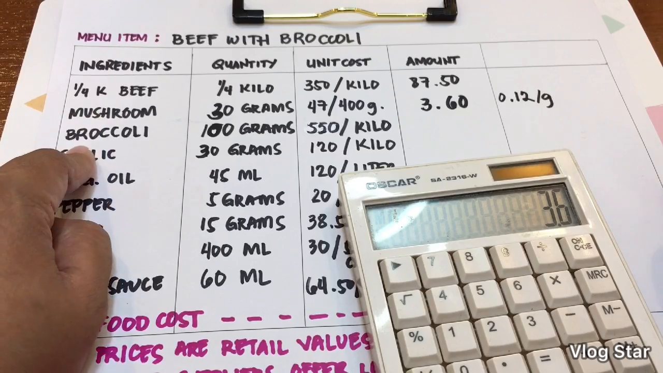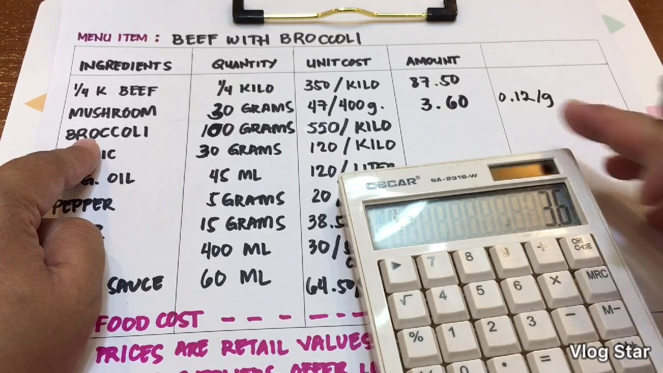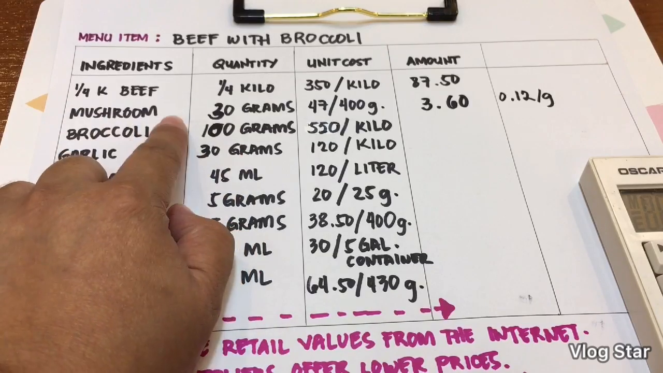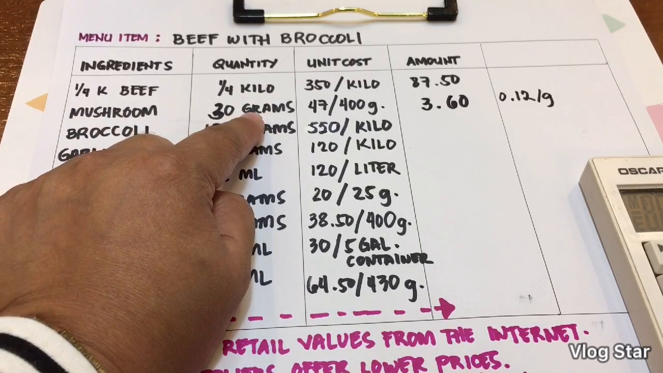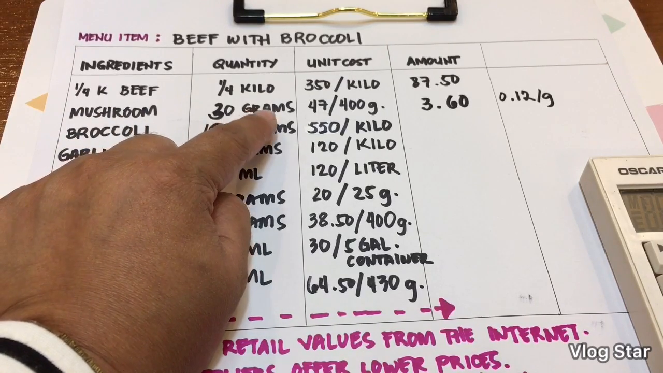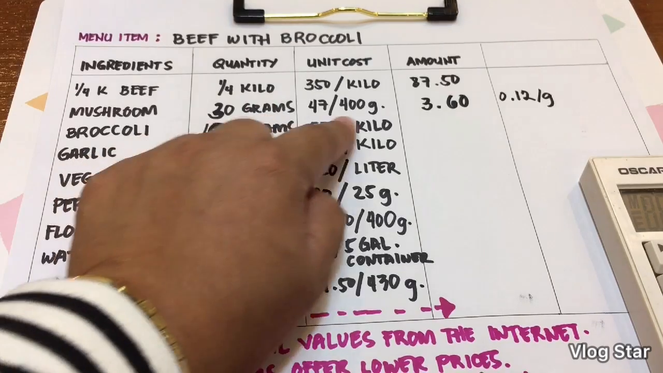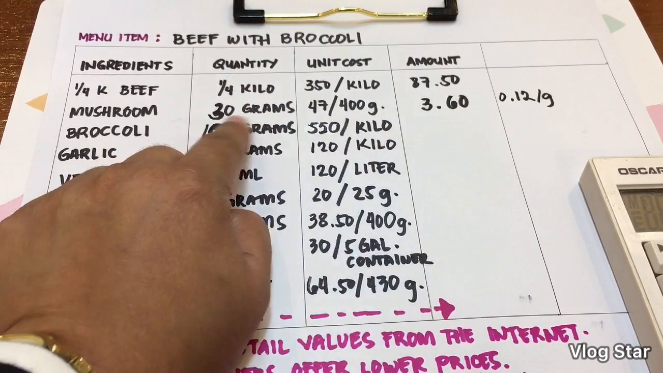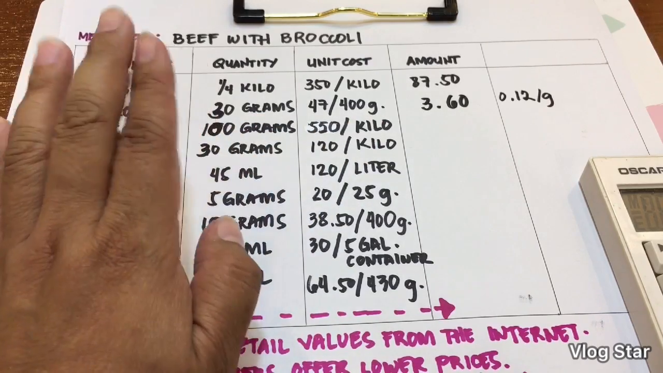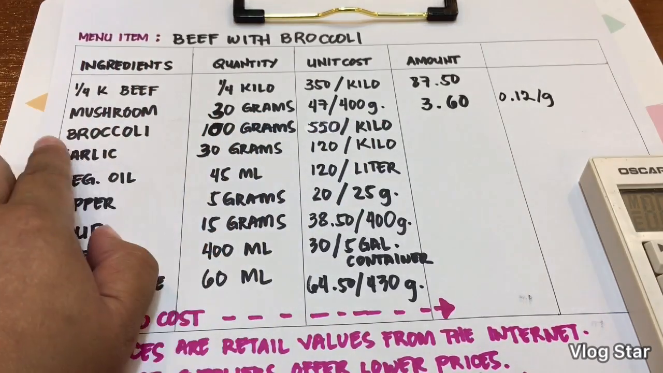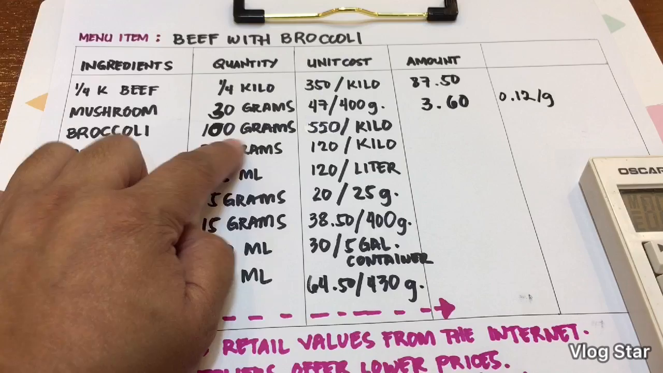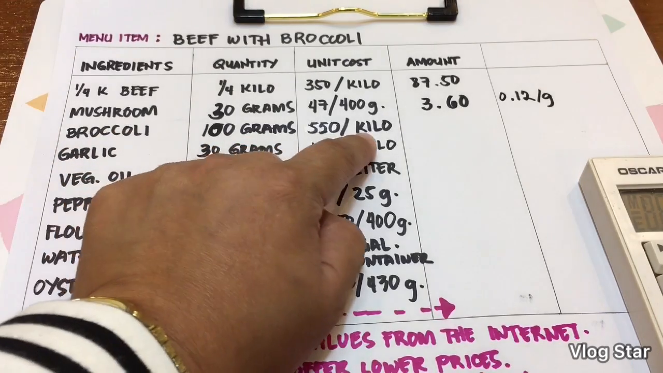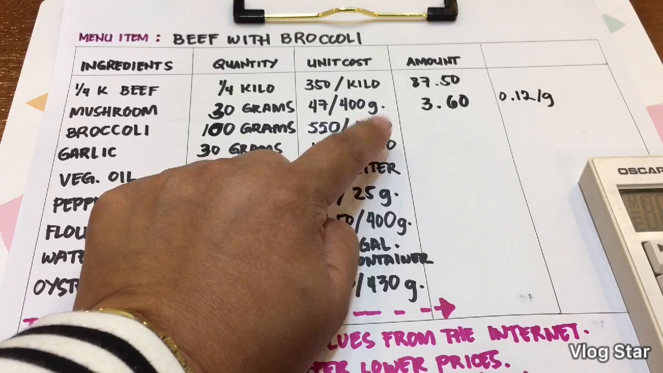Now, let's proceed to broccoli. Okay. Dito sa broccoli, kung makikita nyo, comparing with the mushroom, pareho yung unit of measurement nung quantity na kailangan natin versus dun sa unit cost na nakuha natin. Parehas silang grams, di ba? So, wala ka ng conversion na kailangan gawin. But with broccoli, kung makikita nyo, yung quantity needed natin is grams. Tapos, yung provided na unit cost is kilo.